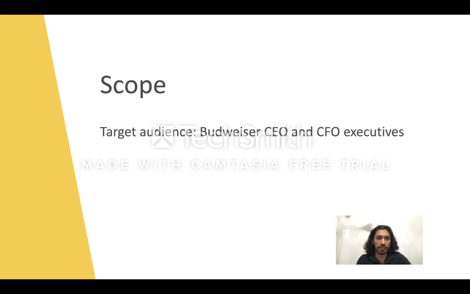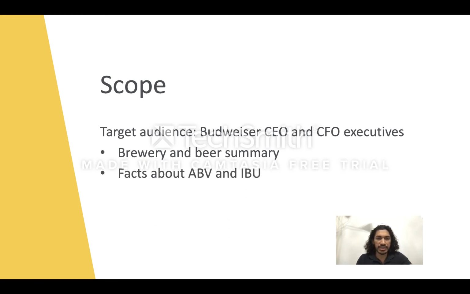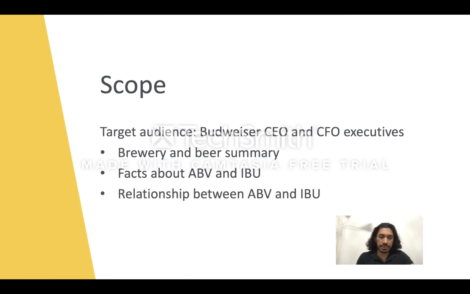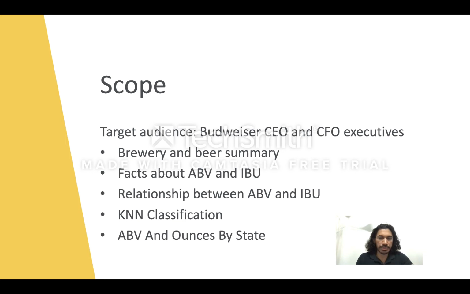What is the scope of our project? The scope of our project is to provide summaries of the beer and breweries data and find some interesting facts about ABV and IBU. ABV stands for alcohol by volume, and IBU for the International Bitterness Unit of the beer. We also go deeper into the relationship between ABV and IBU and how that can be important to Budweiser. We also use machine learning KNN classification to classify two types of beer, which we'll cover in detail. And lastly, we're going to find some interesting relationships between ABV and ounces across different states.